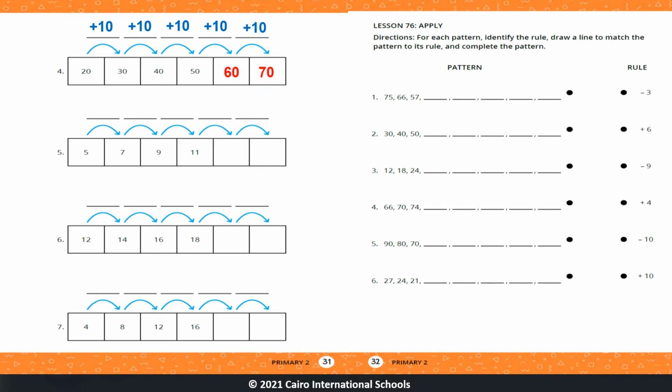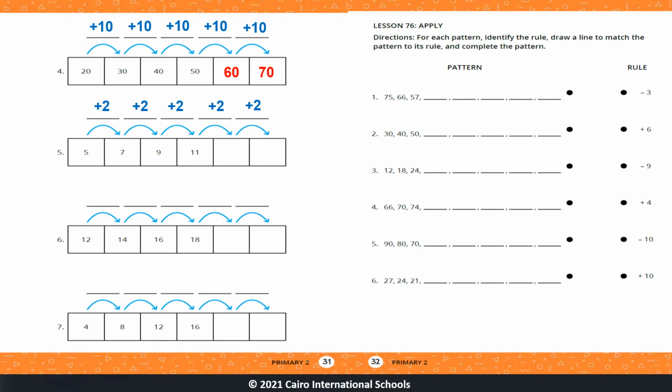And so on. The next question, the pattern is 5, 7, 9, 11. So is the pattern increasing or decreasing? It's an increasing pattern because the numbers are getting bigger. So each time we will add. So in the pattern rule we will write plus. Plus what? Subtract the first two numbers. 7 minus 5 equals 2. So each time we are adding 2. So plus 2 will be the pattern rule.